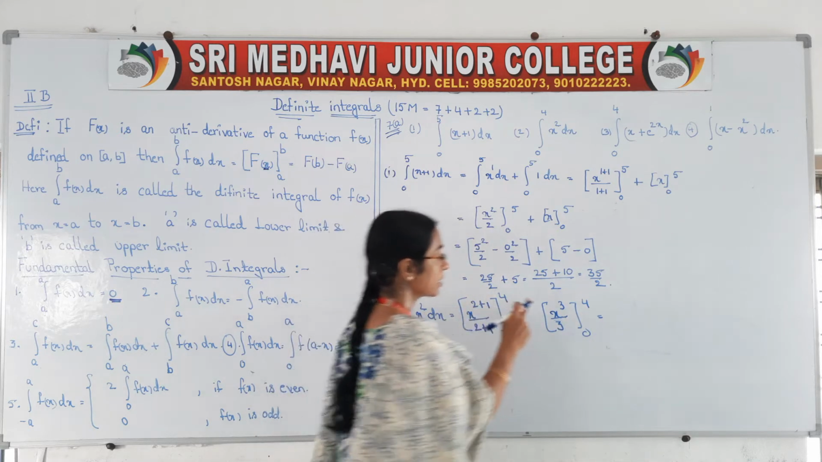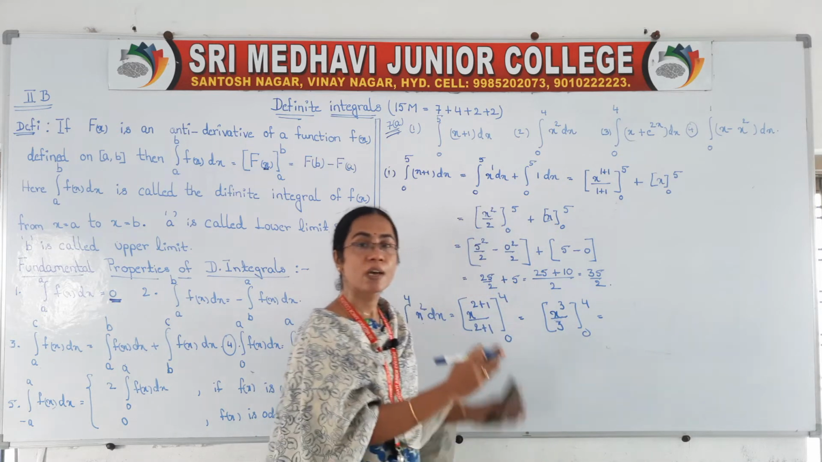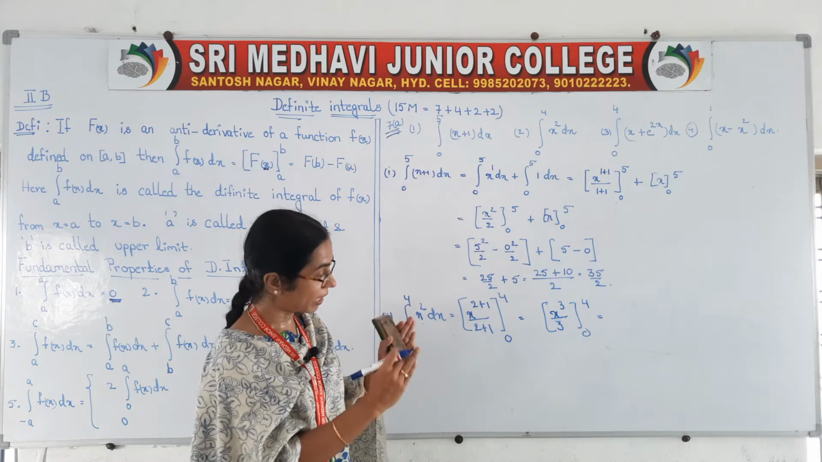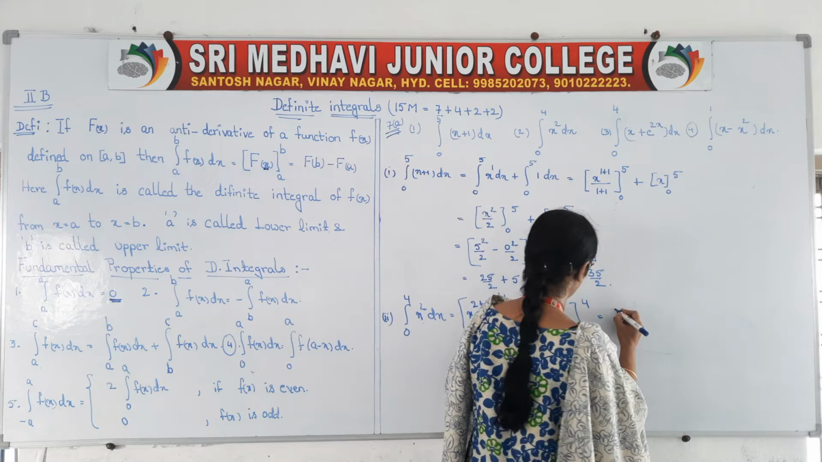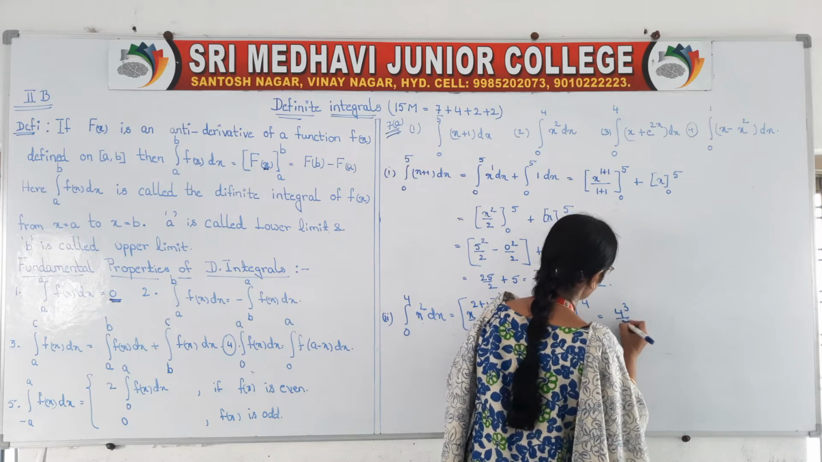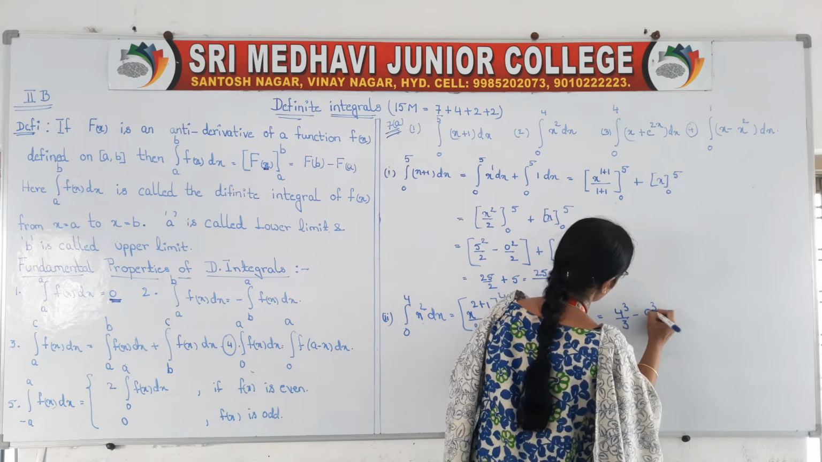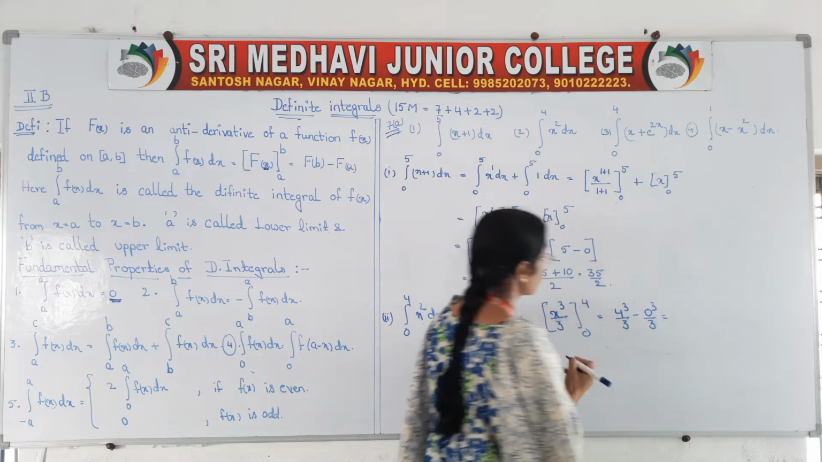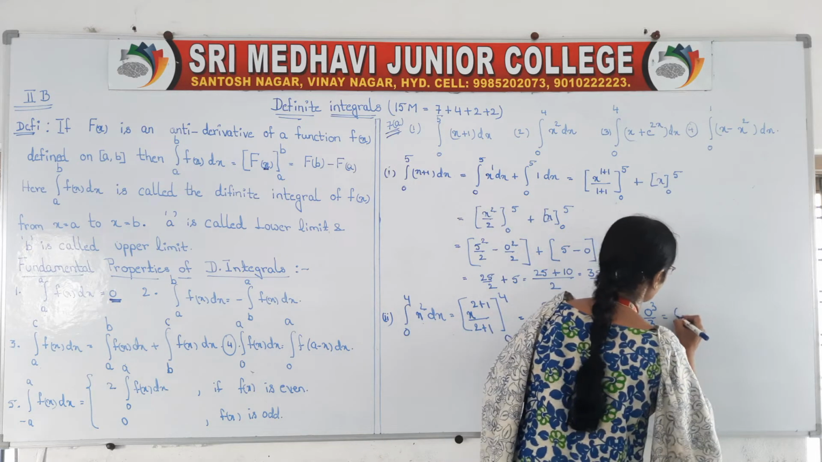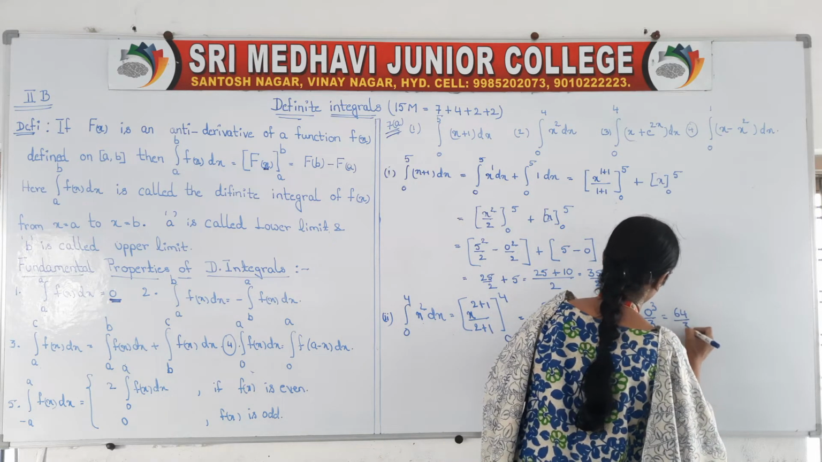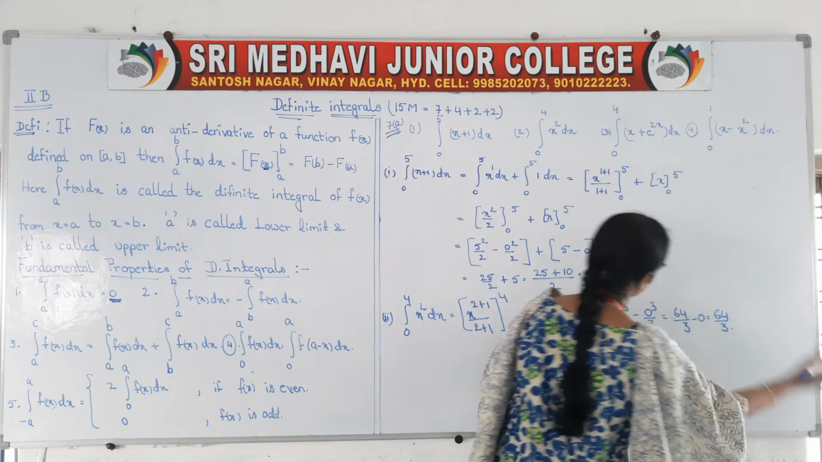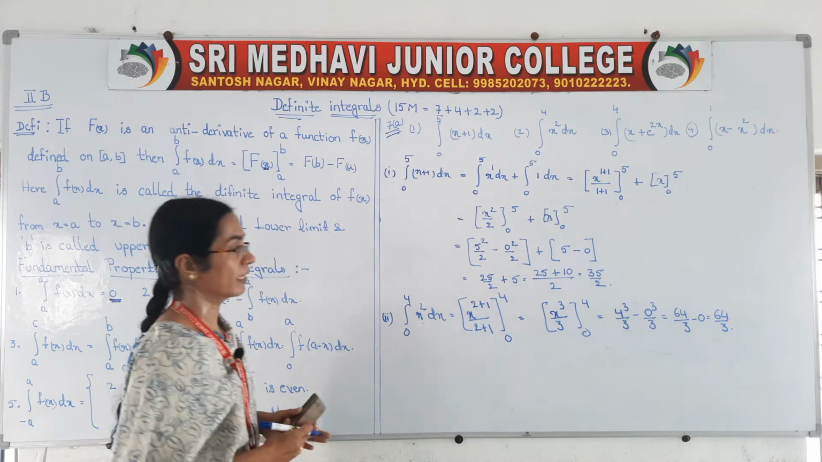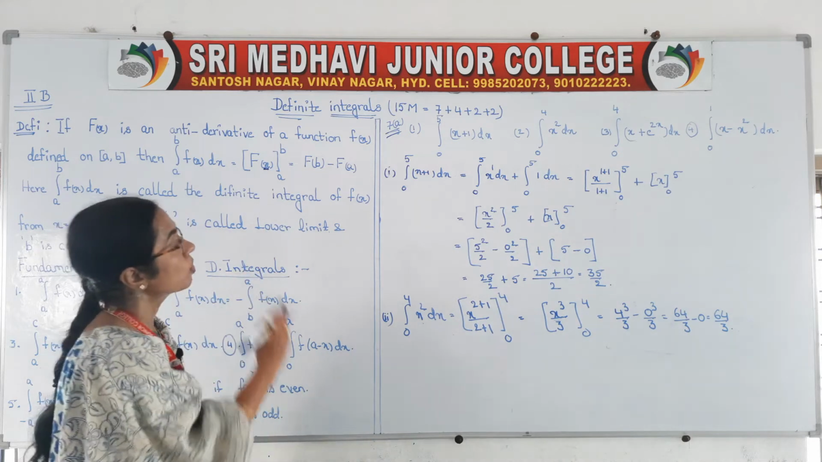In this function in x place, first upper limit minus, in the function in x place we have to substitute the lower limit. So 4 cube by 3 minus 0 cube by 3. So 4 fours are 16, 16 fours are 64 by 3 minus 0, that is 64 by 3 is the answer.